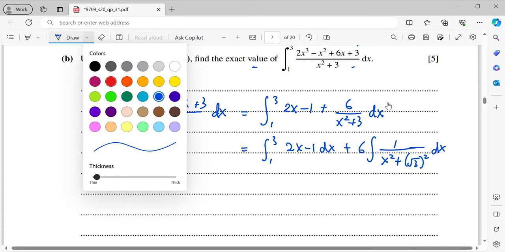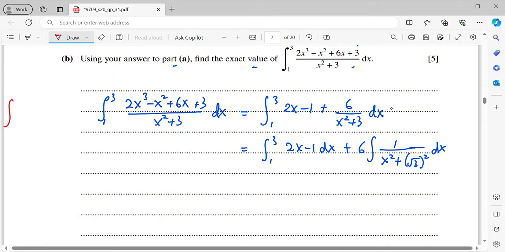Okay, then I will apply the formula. Integrate 1 over a squared plus x squared dx is going to be 1 over a inverse tangent x over a plus c. For the second integration over here, this is square root 3, which means my a is basically square root 3.